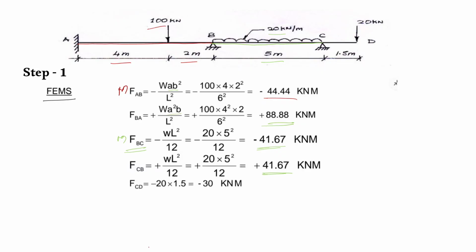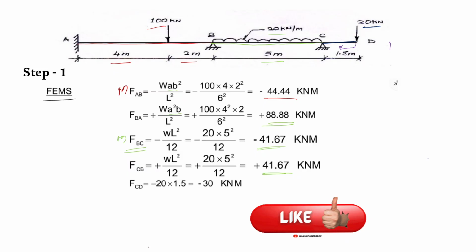Then FCD, C to D, there is a 20 kilonewton point load that will act towards C. So the moment at C to D is minus 20 into 1.5. So MFCD is equal to minus 30 kilonewton meter.